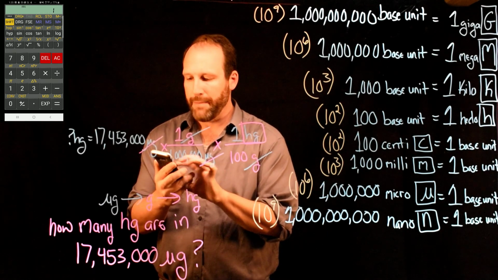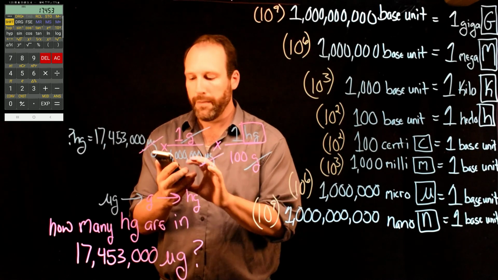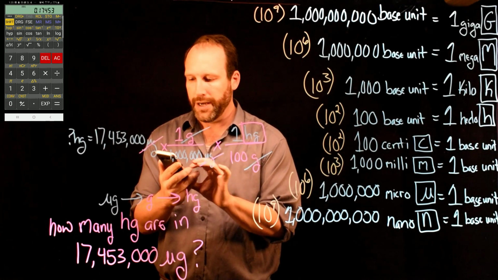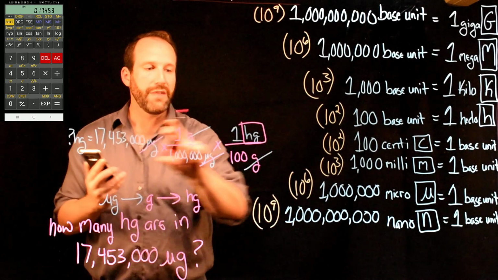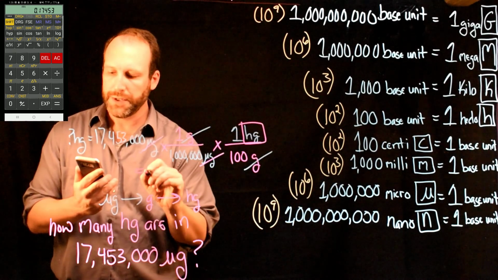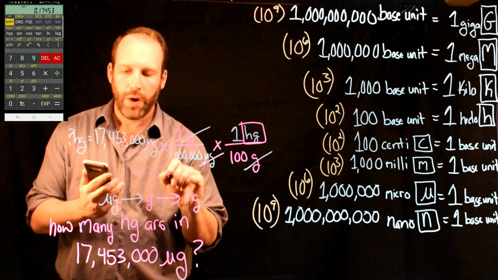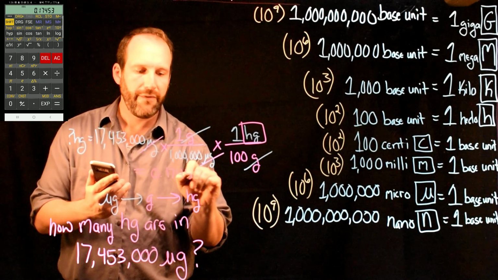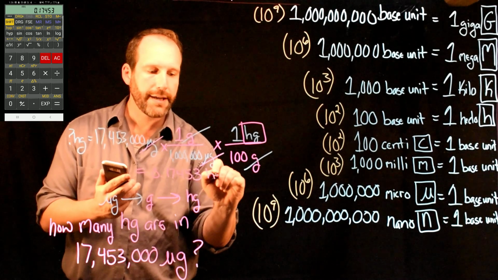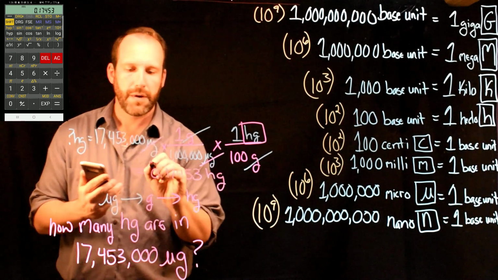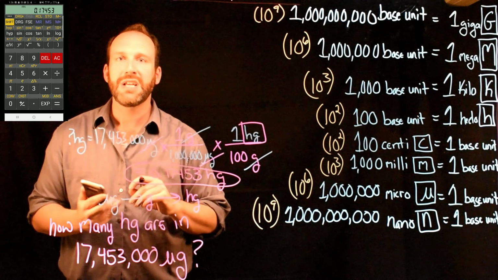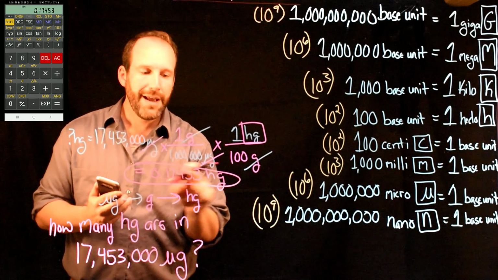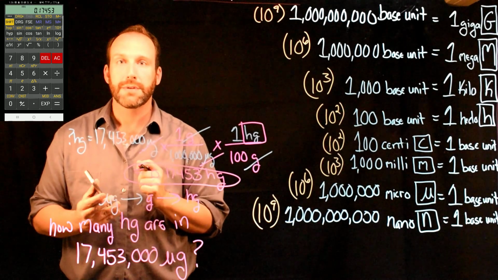We can now multiply it by 1. Of course, we'll get the same number. And then we'll divide it by 100. And what we end up with is a fraction. So all of this math equals 0.17453 hectograms. All right? So how many hectograms are there in 17 million micrograms? There's this many hectograms.